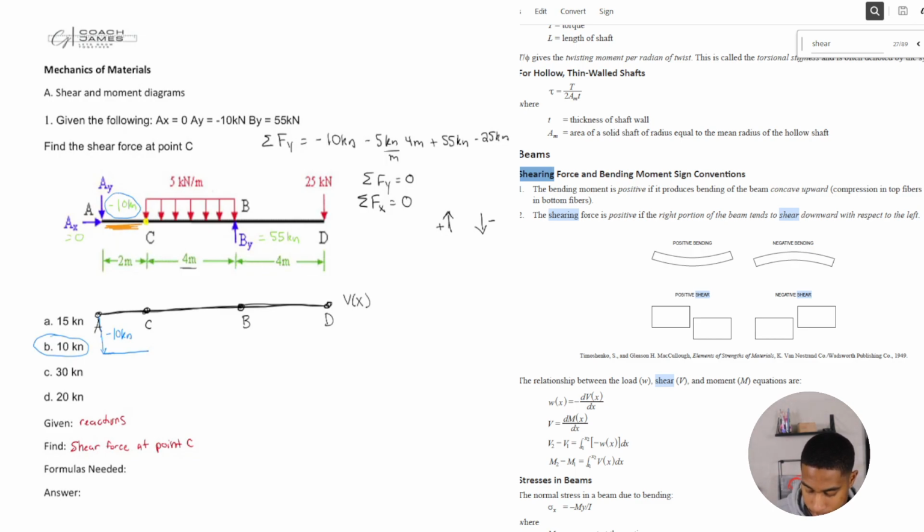Okay, so now we've gotten to point C. What happens next? I'm just going to take you through kind of the whole scenario. So how do we find the shear from C to B?